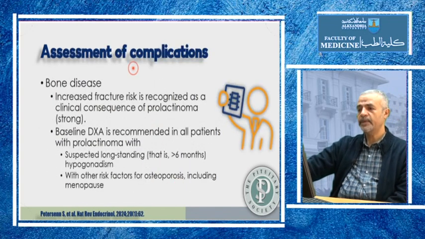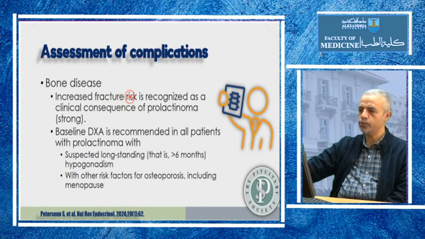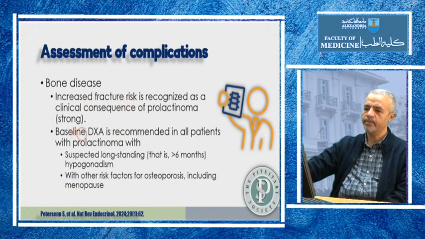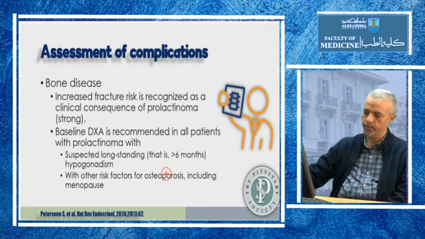Again, if you have diagnosed the patient with prolactinoma, you have to check for the presence or absence of bone disease, because hyperprolactinemia is associated with hypogonadotrophic hypogonadism. This increases the risk of osteoporosis, which may actually increase the risk of fracture. So you have to have a baseline DEXA to assess the bone mineral density if the patient is suspected to have long-standing hypogonadotrophic hypogonadism, and by long-standing I mean a history of more than 6 months, or if the patient has other risk factors for osteoporosis, like menopausal women.